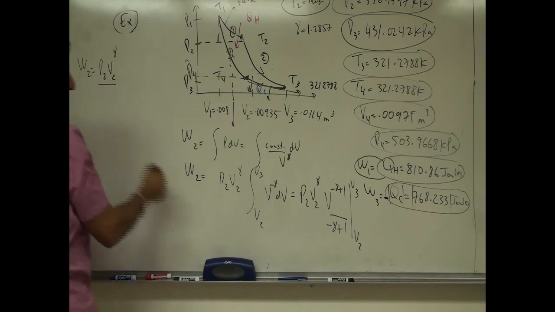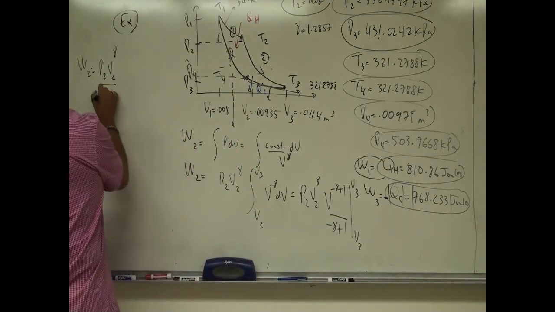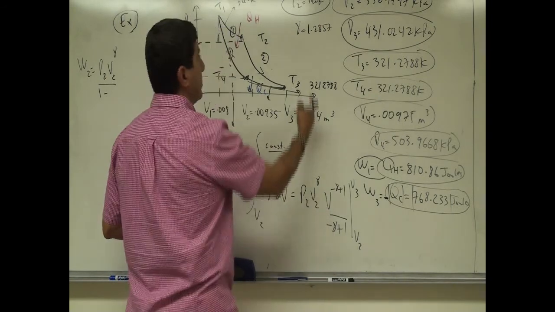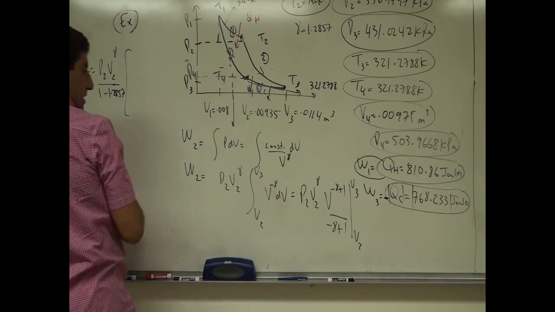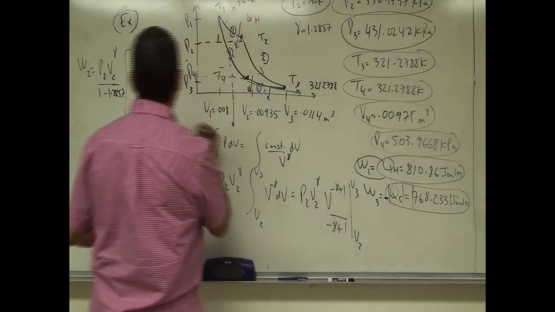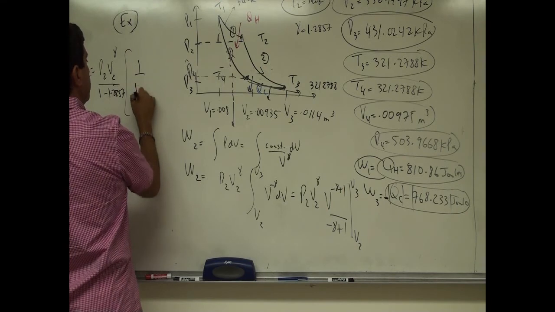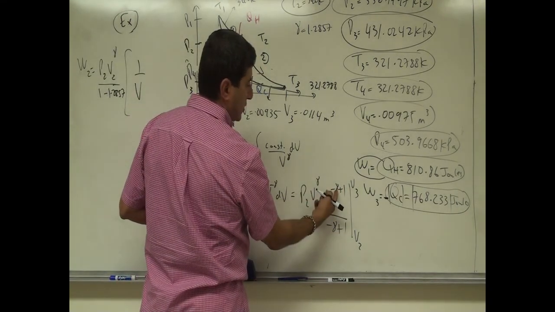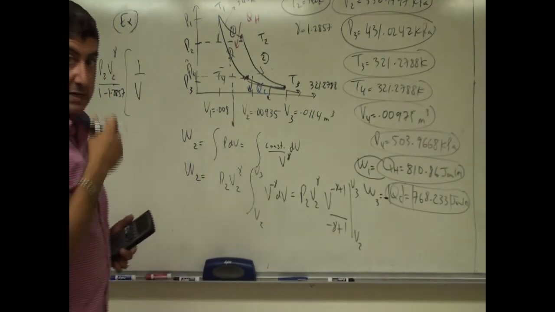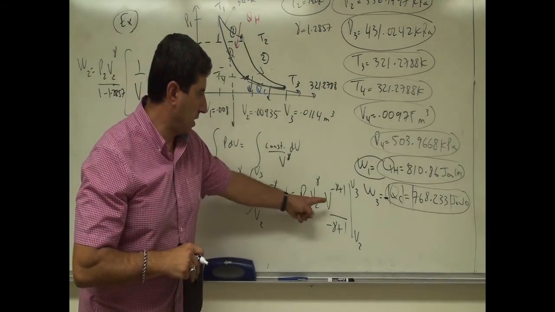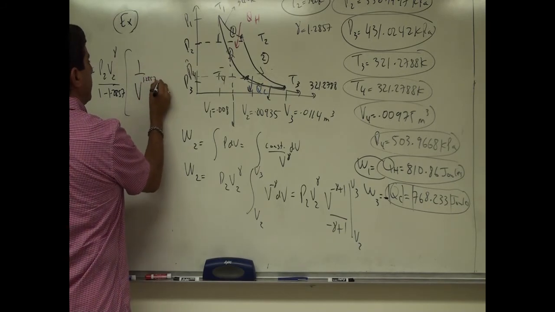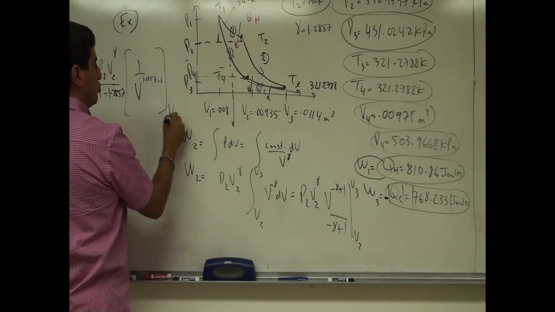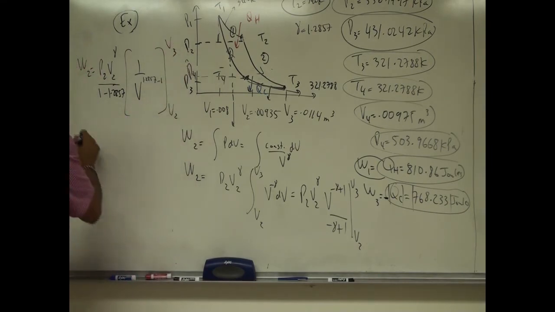And then on the bottom we have here 1 minus gamma, so 1 minus, right? And then the gamma was 1.2857. And then this one you reciprocate back down, 1 over V to the, and when you reciprocate it back down, this becomes gamma minus 1, right? So it becomes gamma minus 1, 1.2857 minus 1, from V2 to V3. Okay? So then you have here W2 is equal to P2 V2.